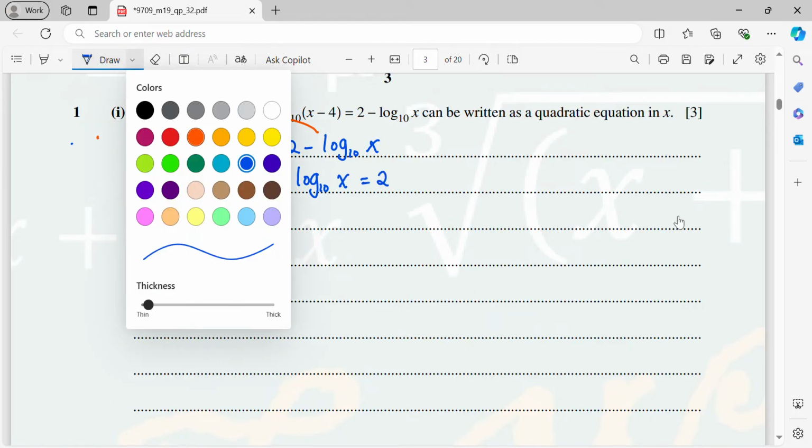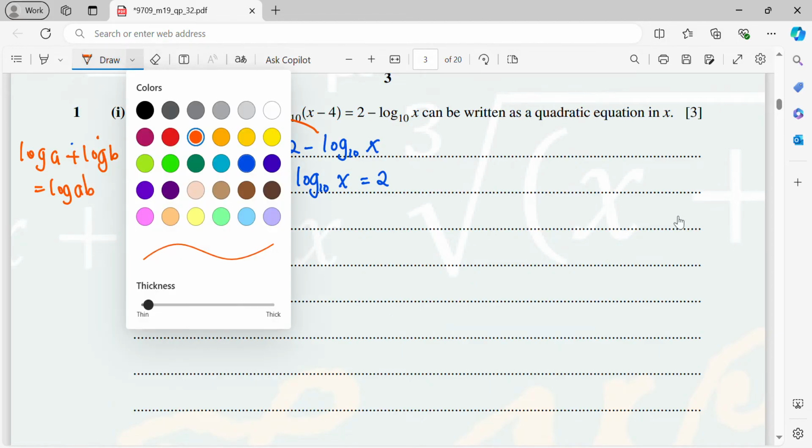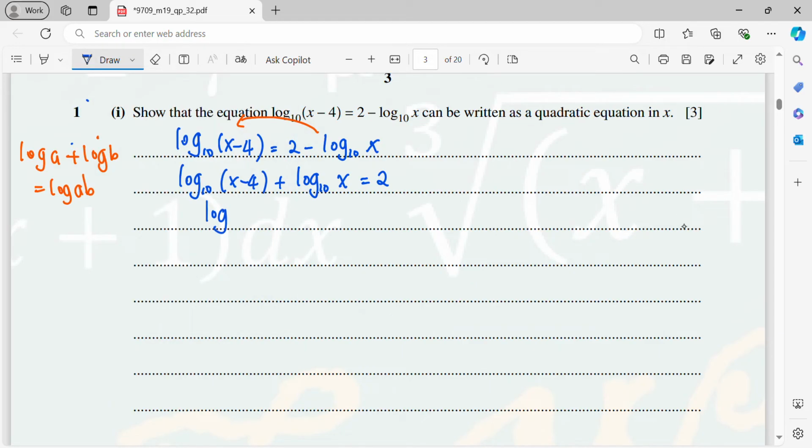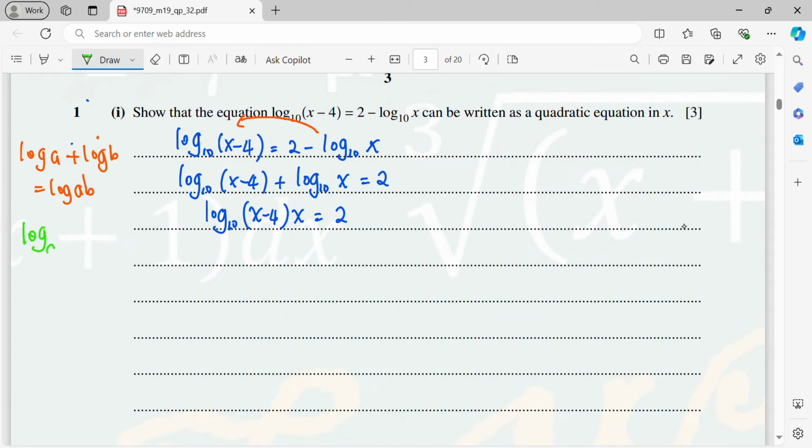Now we have a formula here. Log A plus log B will be log A times B. Therefore, from here, I will be getting log10 of (x minus 4) multiplied with x equals 2. Now, from this log form, we can change to index form, which is another formula. Log base A of B equals x. This means the A is a base, the x is the index. So it becomes A power x equals B.